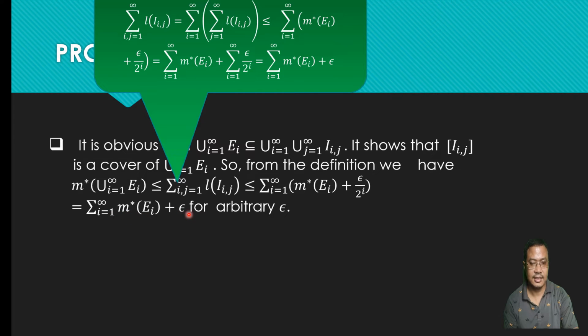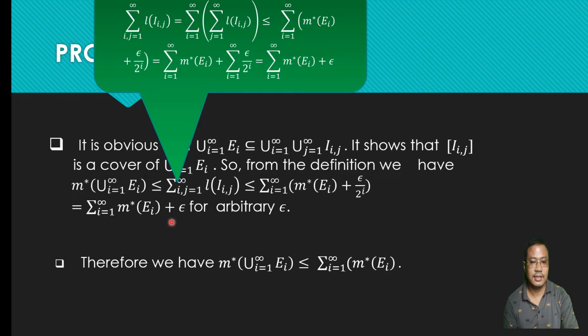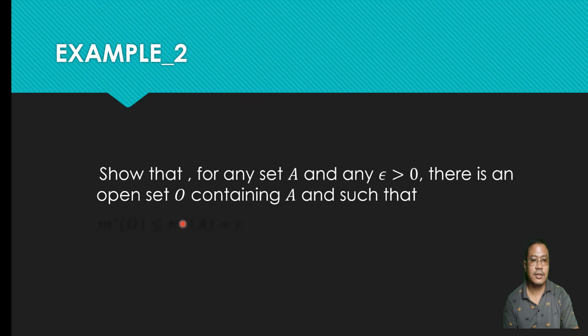Alright, this is true for any arbitrary epsilon. Therefore, this will be less than or equal to this one. That is what we are writing here. The outer measure of the union of the sets will be less than or equal to the sum of the outer measures of the sets. Okay, that is a very important theorem in measure theory. We have just shown that.